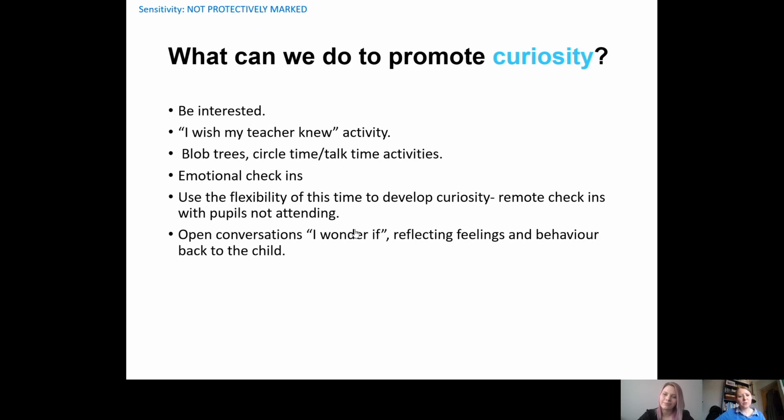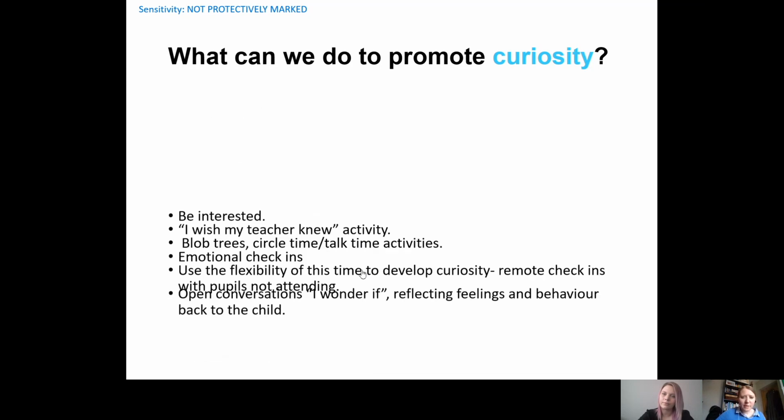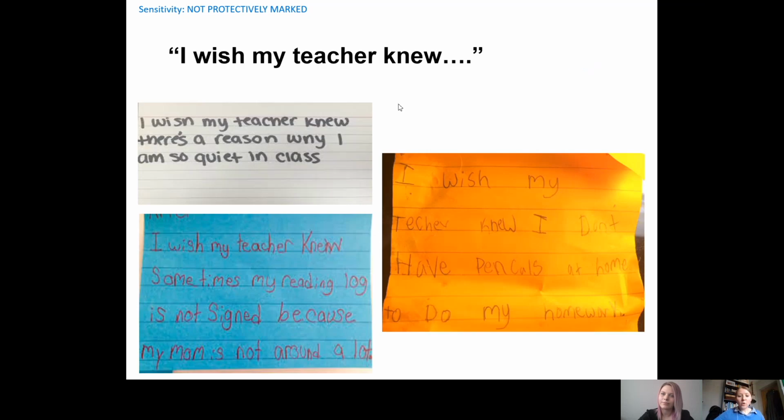I know Felicity, you're talking a lot about empathy, so this relates again to empathy and promoting that emotional literacy. Being curious can help to unravel the function of a child's behaviour as well. So trying to find out what's behind a child's behaviour, and I'll come on to that in a second. Let me move on to the next slide.